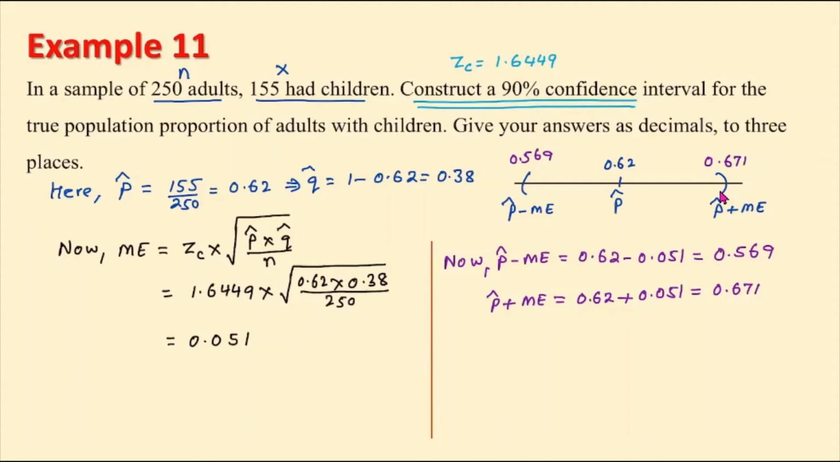So our confidence interval, the 90% confidence interval, is that the true proportion p lies between these two values. So we can say 0.569 is less than p is less than 0.671. So that is the confidence interval. In other words, p lies between these two values, and we can say that with 90% confidence. That is example 11.